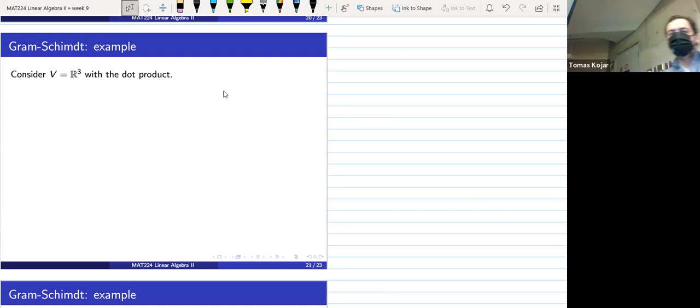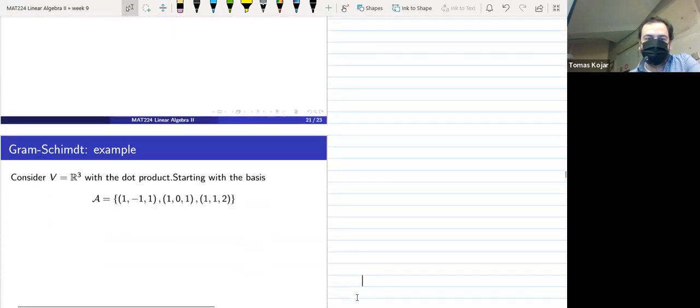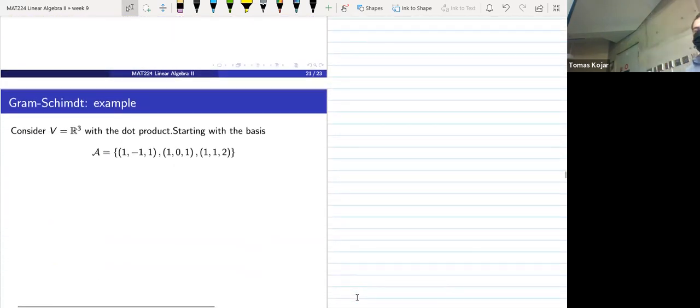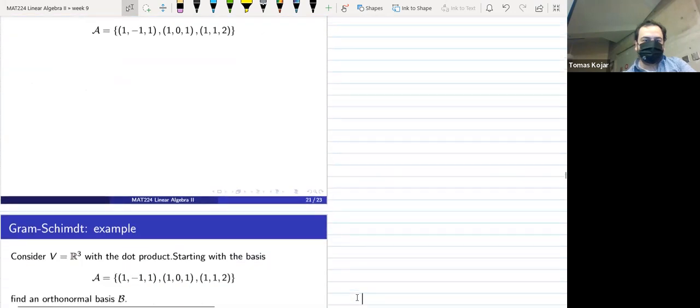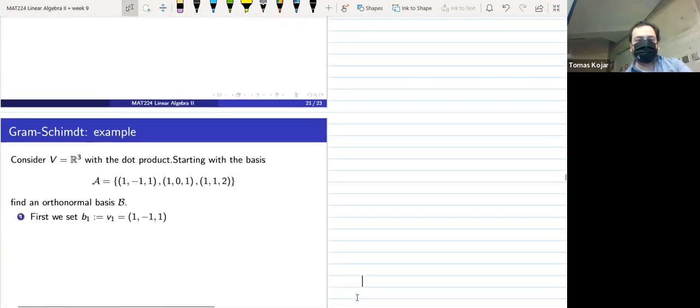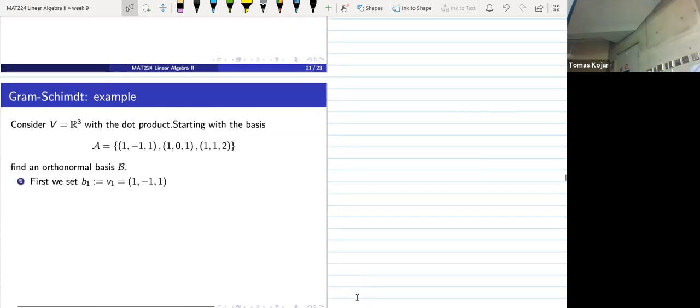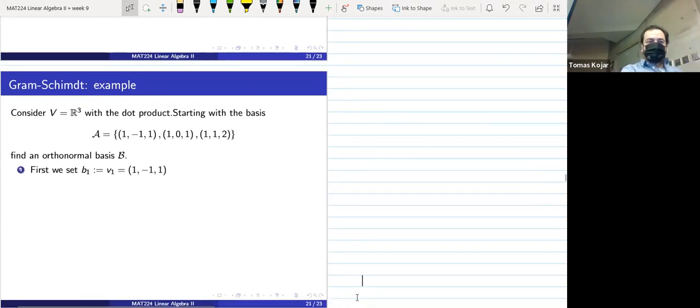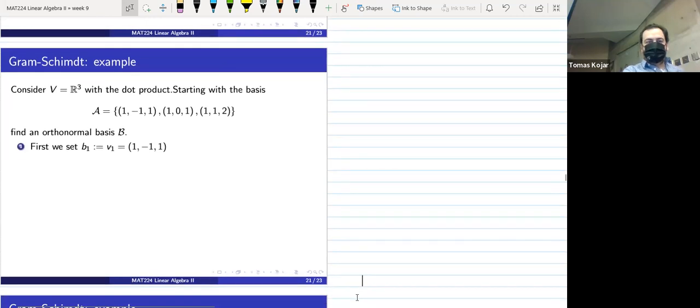All right, let's do it. So we start with R3. Here's a basis for R3. And the question is make it orthonormal. Okay. So step one, you get to pick the first one. So let's make B1 to just be the first one. It doesn't matter. You can start from anything. There's no wrong answer here. So yeah, first step is irrelevant.